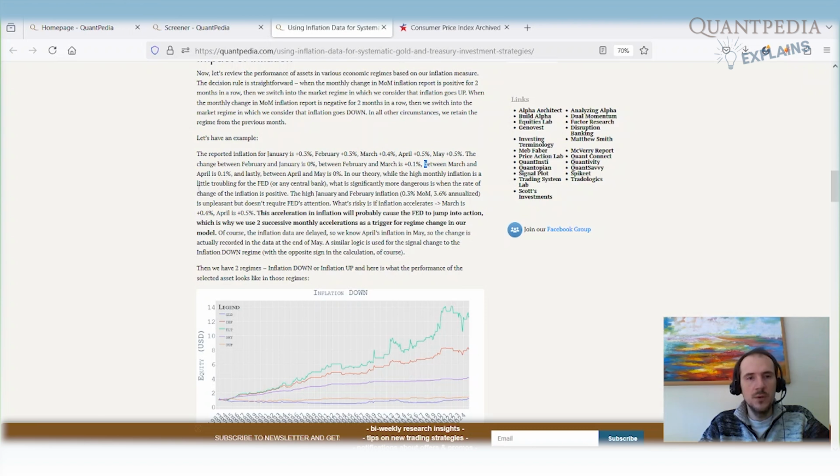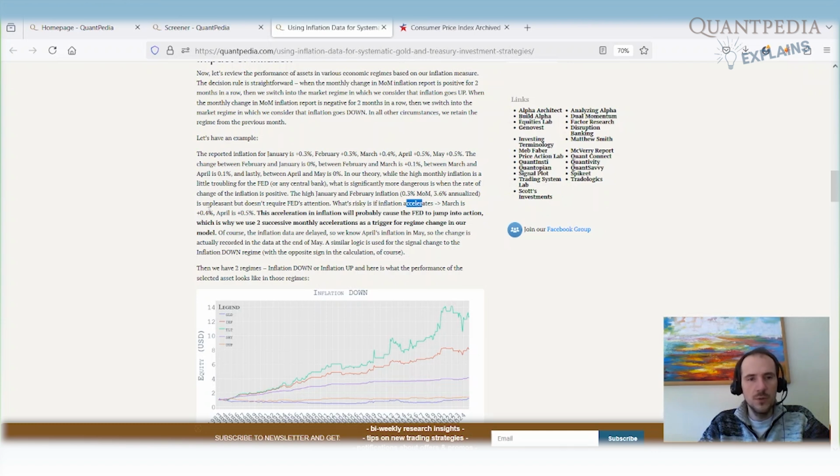Between March and April is 0.1, and between April and May is 0. In our theory, it's not the high monthly inflation, but the change in inflation that is significantly more dangerous, so when the rate of change of inflation is positive. So the high January and February inflation, 0.3 month over month or 3.6% annualized, is unpleasant, but it doesn't require the Fed's attention. So what is risky is if inflation accelerates.